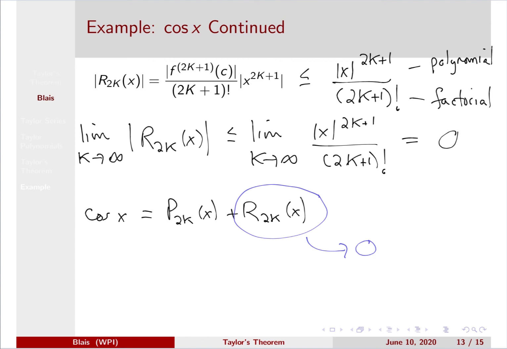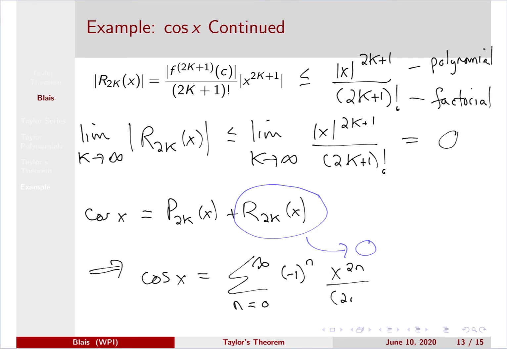This implies that cosine of x in fact equals the Taylor series that we were looking at. Sum n goes from 1 to infinity of minus 1 to the n x to the 2n over 2n factorial. And this completes the proof.